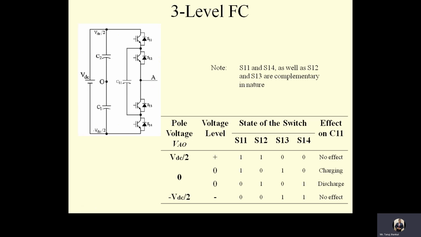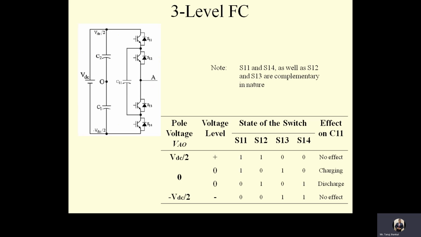And if we have to achieve minus VDC by 2, what we have to do is just turn on these two switches S13 and S14. So the A point will come to this point and from here to here. Now we will get VAO as minus VDC by 2. Okay. Now the zero level can be attained in two ways.